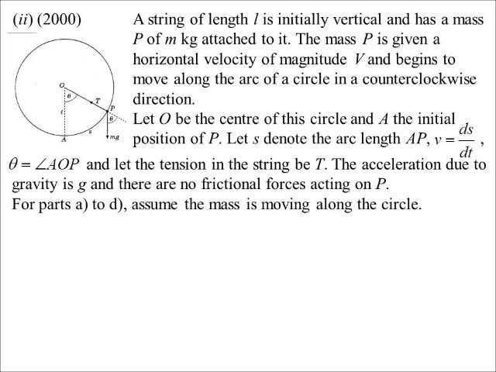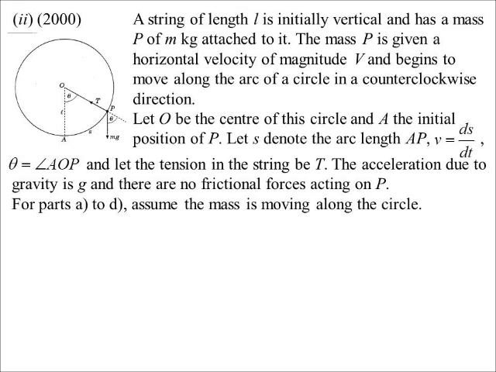Let's have a look at this problem. This was a vertical circle. So a string of length L is initially vertical, so it's just hanging straight down there along OA. Mass P is given a horizontal velocity of v, and so it ends up moving in a circle, and we're saying we're going to go in a counterclockwise direction.